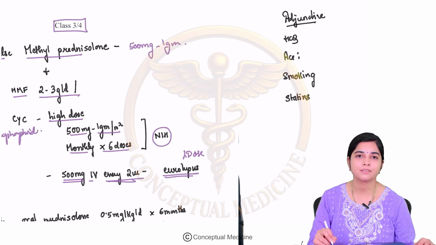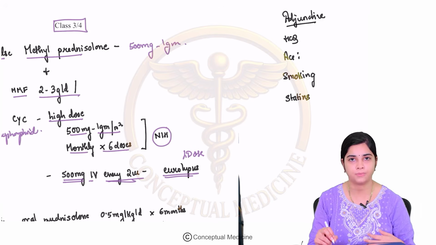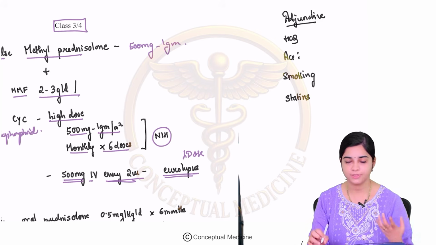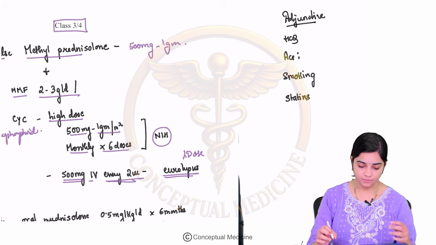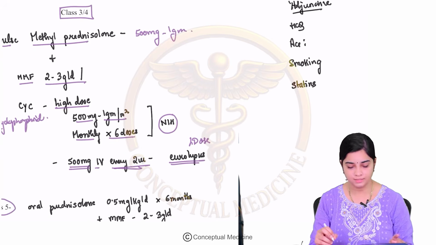So this is how you manage class 3 or class 4 lupus nephritis. You give pulse steroids along with MMF, or pulse steroids along with cyclophosphamide. Cyclophosphamide can be given as 2 regimens, either the NIH protocol or the Eurolupus regimen. The NIH protocol is your high dose regimen, Eurolupus is your low dose regimen. But the treatment of class 5 lupus nephritis is slightly different.